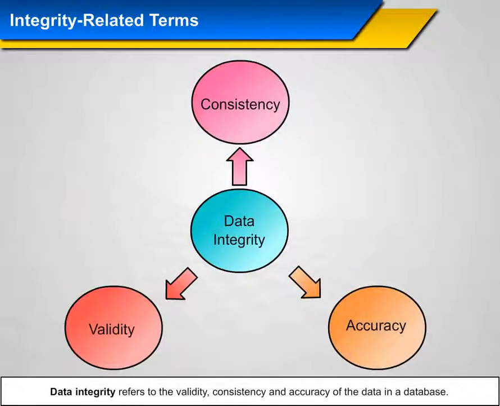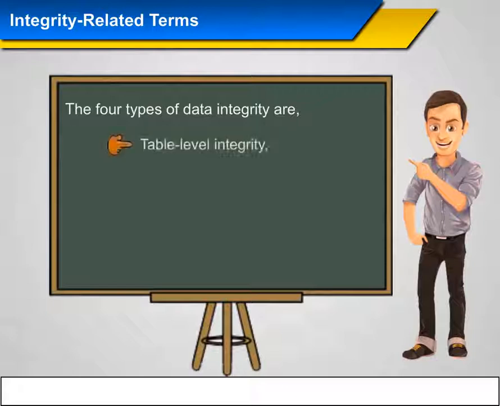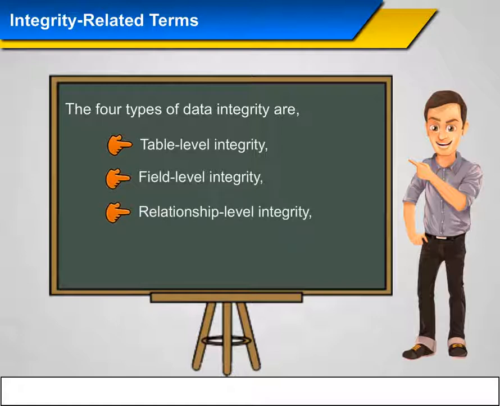Data integrity refers to the validity, consistency, and accuracy of the data in a database. The four types of data integrity are table-level integrity, field-level integrity, relationship-level integrity, business rules.